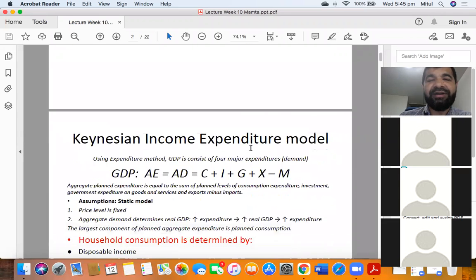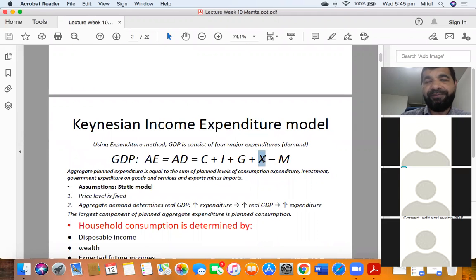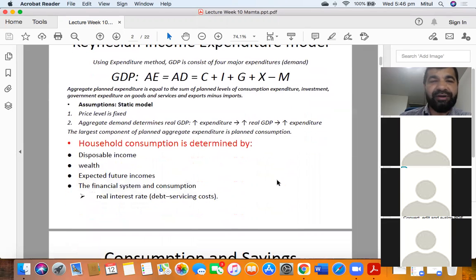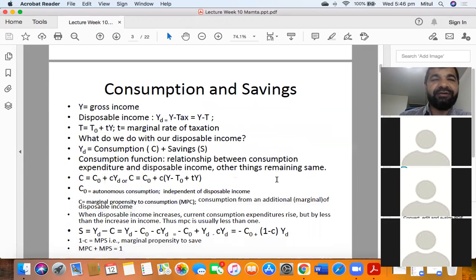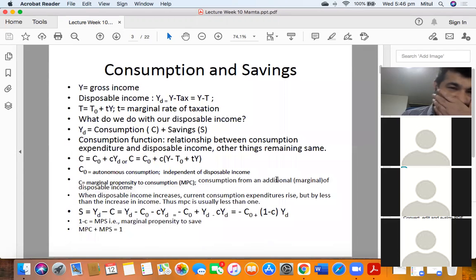Then they're talking about export. The more export you have, the more money is coming into the economy from foreign countries. Import is not good. Import means that you are giving money to other countries. That's not a good thing to do. Now, let's talk about consumption and expenditure.